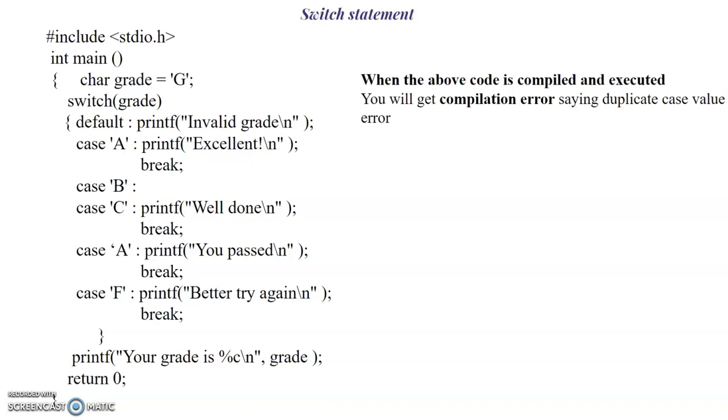Let us continue the statements. Coming to the switch statement, suppose I have the character grade initialized to G and switch on grade: default, printf invalid grade; case A, printf excellent and break; case B and C, printf well done and break; and case A, printf passed and break; case F, printf better try again. Here you can observe that there are two cases with A. So this is an error.